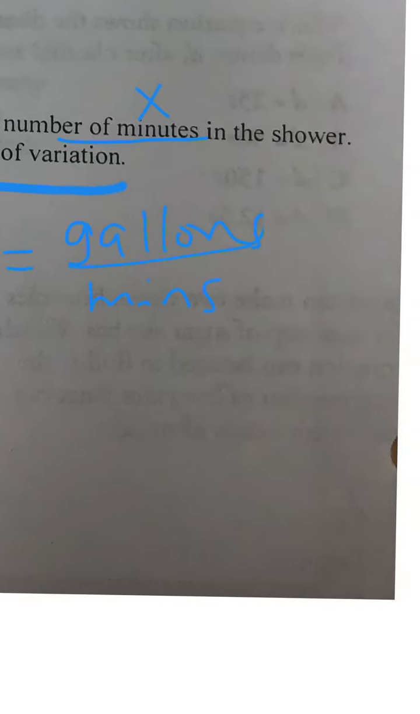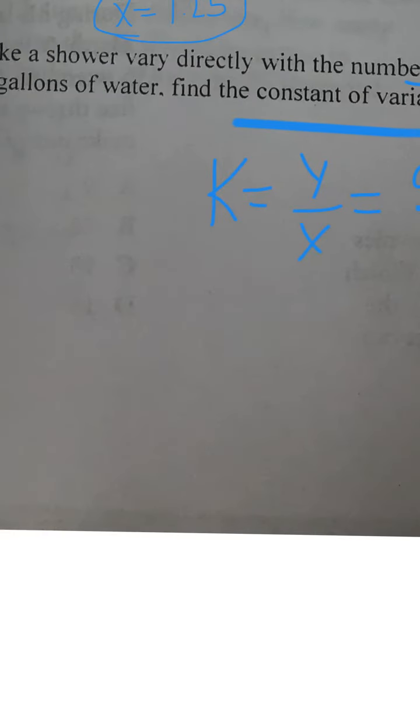So how many gallons did we use? 48. Over how many minutes? 8. And that is 6. So that means my constant of variation, K, equals 6.